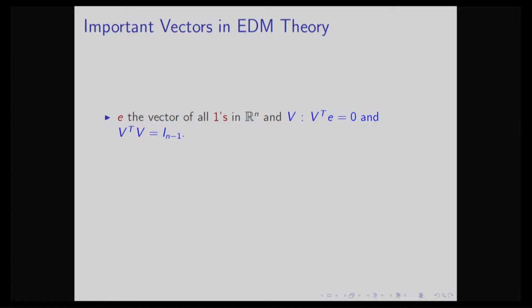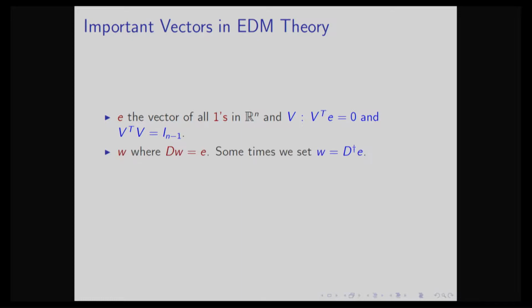The matrix V is a matrix whose columns form an orthonormal basis for the complement of e. So the complement of e in R^n, we pick an orthonormal basis. That's the matrix V. You can say it in a different way: V should satisfy V transpose e equals 0, so it's perpendicular to e, and V transpose V is the identity. That's why it's orthonormal. This matrix is extremely important. It's going to appear everywhere.